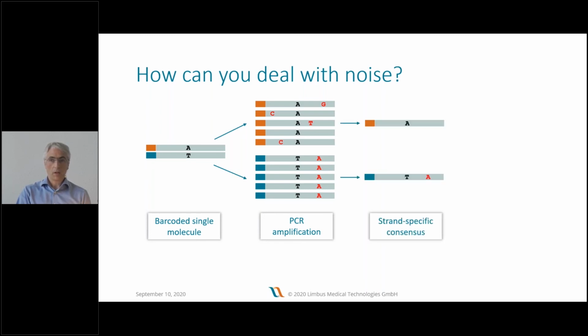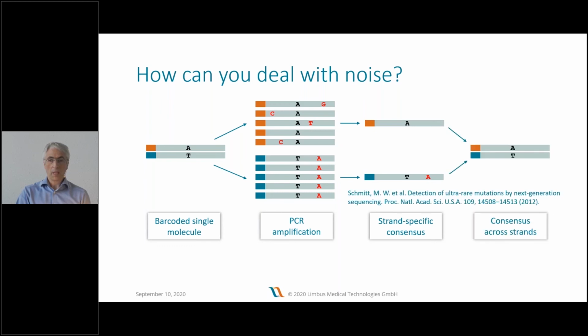And we then collapse again, and this we do analytically. We collapse the reads that belong to a specific strand of a specific molecule, and we create consensus reads. And we can then, on top of that, create a consensus read from the two reads that represent the individual strands of the DNA molecule.